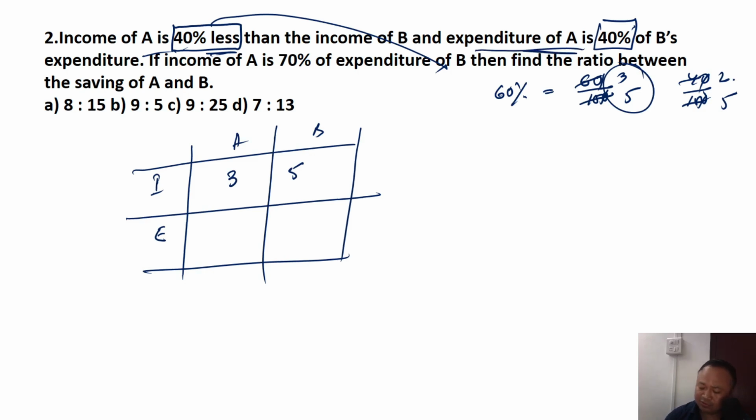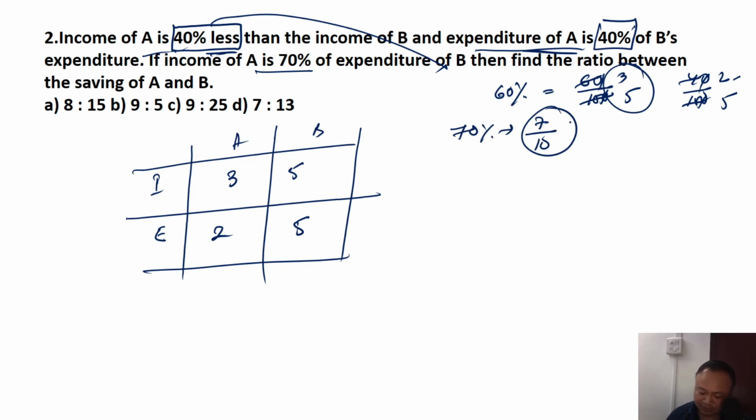So A's expenditure is 2 and B's expenditure is 5. Income of A is 70% of B. Income of A is 70%, which is 7 by 10.